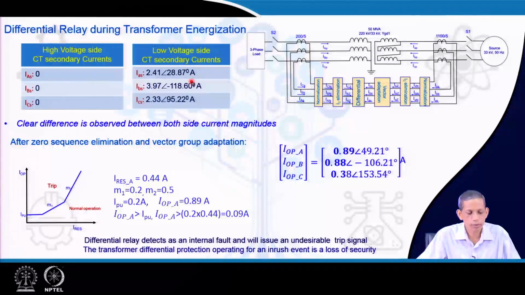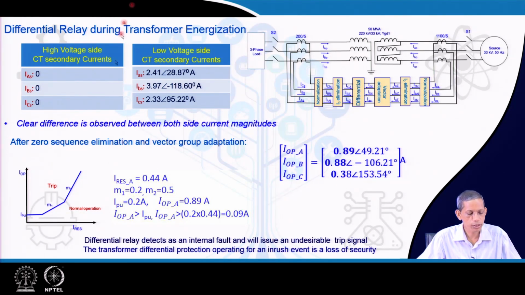During that instant of time, it is recorded that the currents in the delta side and the high voltage side are not loaded, so no currents. This side is energized. The different phases have different currents at different positions, and those are the recorded currents we have mentioned here. Therefore, the operating current after the vector group adaptation becomes these values, so the differential current in this perspective becomes these values.